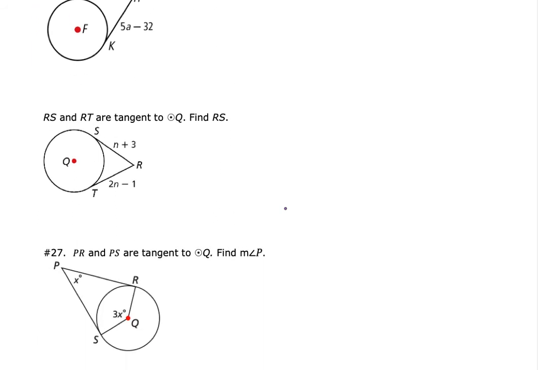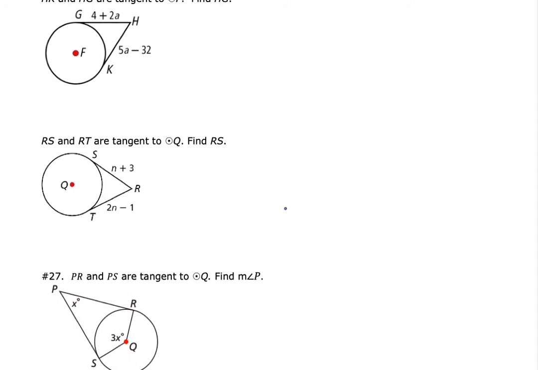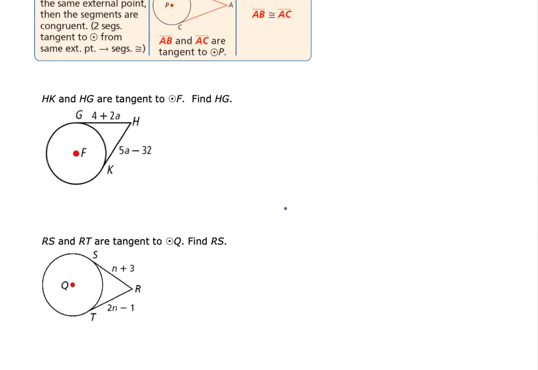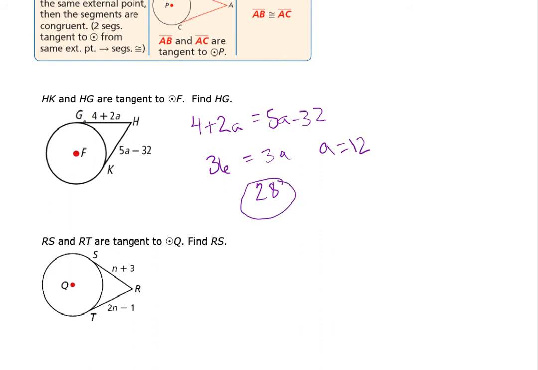And we are going to get to a third that's very similar to one on your assignment, so you'll want to listen to that one. But these two are pretty simple. Because it tells you they're tangent, we know that each of those sides are equal to each other, so we're just going to set them equal to each other. Okay, did I do that right? All right, so 36 equals 3a, so a equals 12, and then I just need to plug that back in, which is 28, I believe, is the answer, so that you can get the actual length of GH.